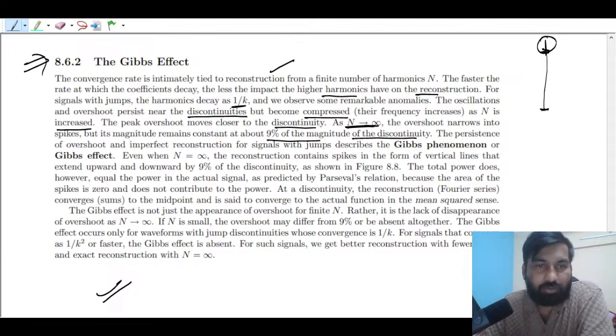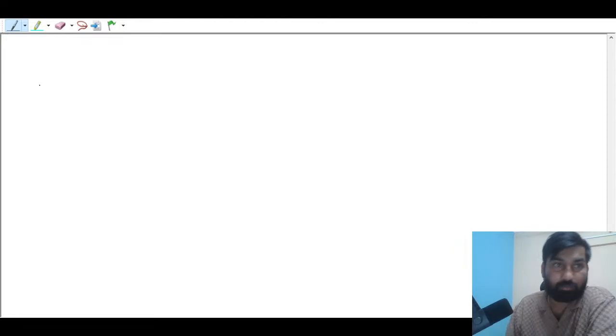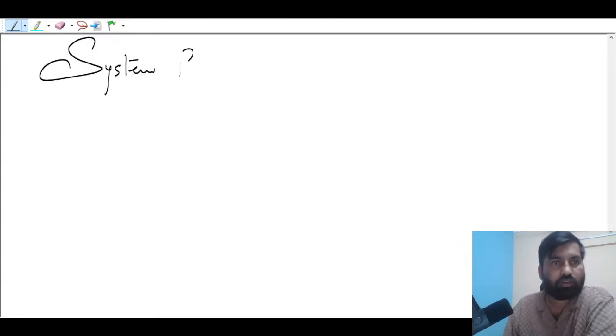Fine. So now we will talk about system response to periodic inputs. That is important. System response to periodic input.